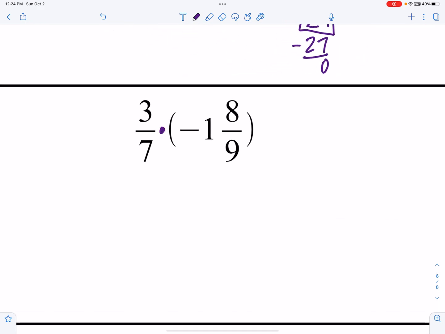I already see that this one's multiplying, so I'm going to be following those steps. The other thing that you're going to want to do is always change the mixed number to an improper fraction. So for this one, I have 9 times 1 plus 8. So we actually end up with a 3/7 times 15 ninths, and that is negative, okay?